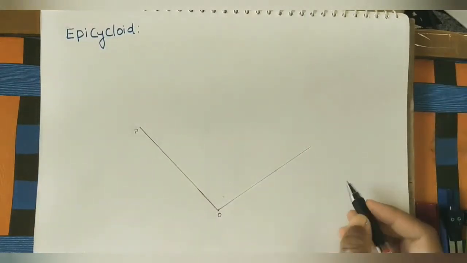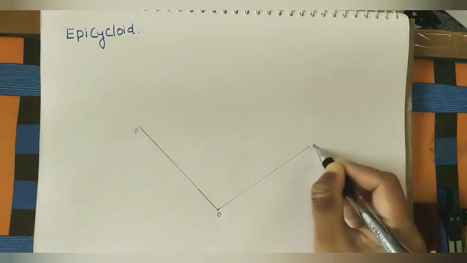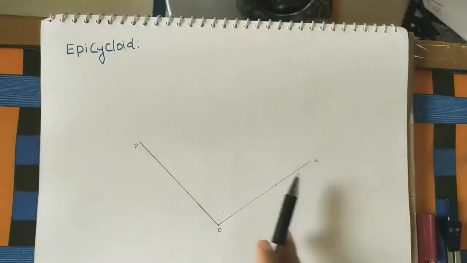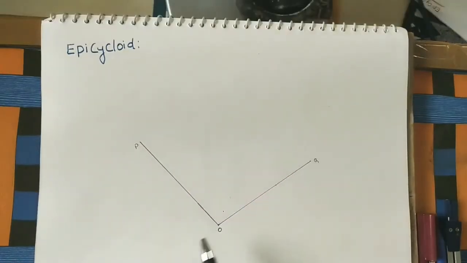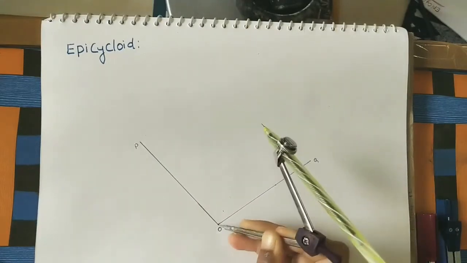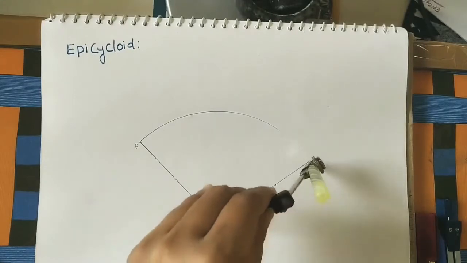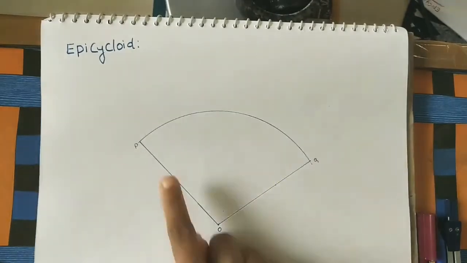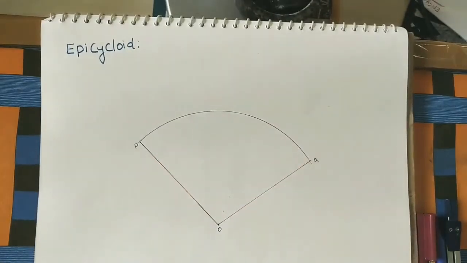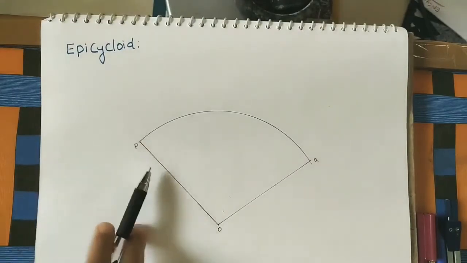And give this name Q. End point is Q. After getting PQ, join PQ with the help of a curve, with O as center by using compass, OP radius, join P to Q. Now after getting this arc, extend the line of the smaller diameter.